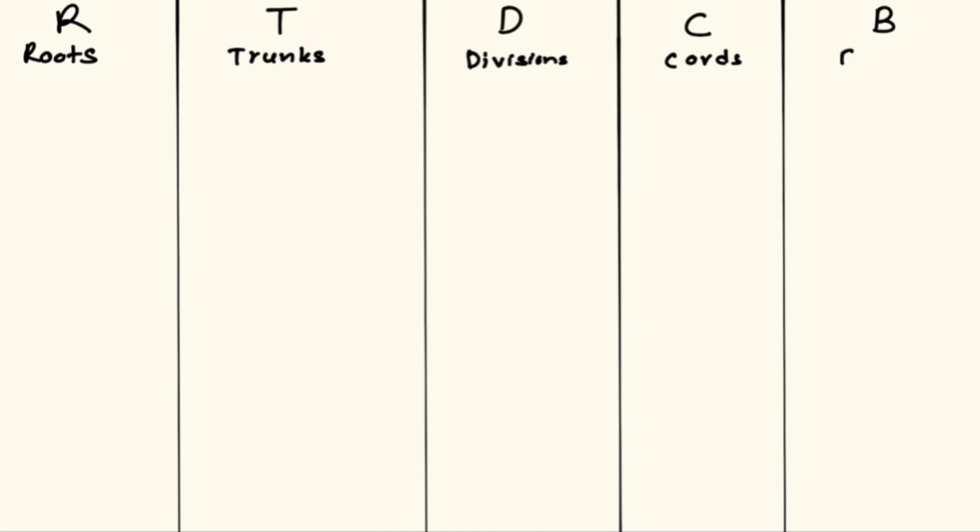Draw 4 lines and 5 boxes as I have shown and follow this mnemonic RTDCB. R means roots, T means trunks, D means divisions, C means cords, B means branches. Now let's start with roots.